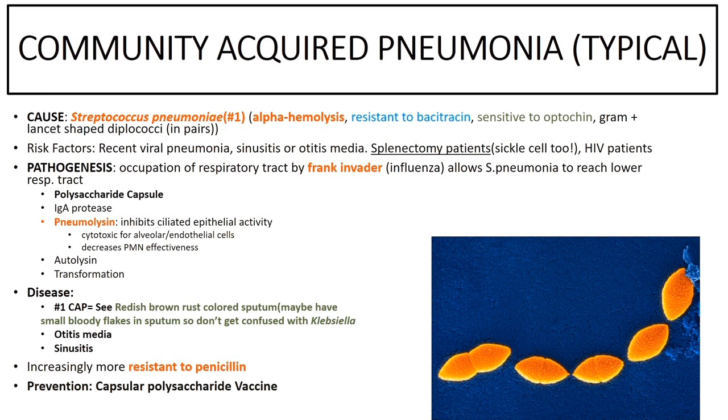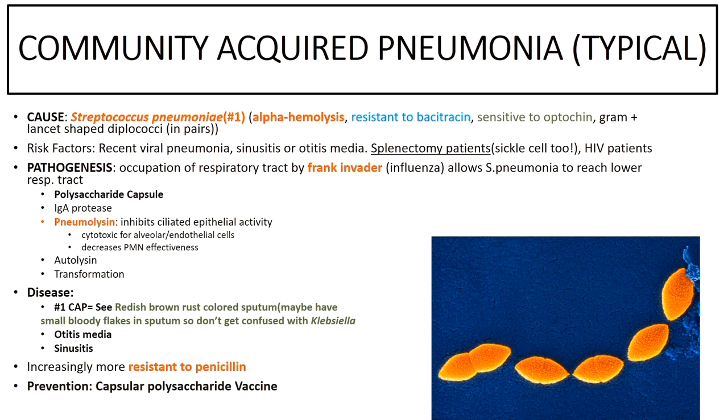It inhibits the ciliary epithelium activity. So it stops it from moving, such as smoke. Smoking also does that. So definitely be associating pneumolysin with that. It also is cytotoxic to the macrophages, endothelial cells, and your neutrophils that try to respond, or your PMNs. You also have autolysin and transformation, but don't worry about those guys.